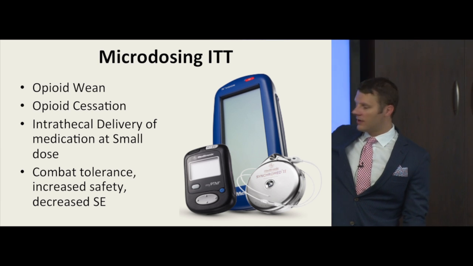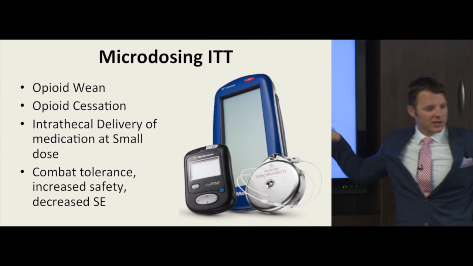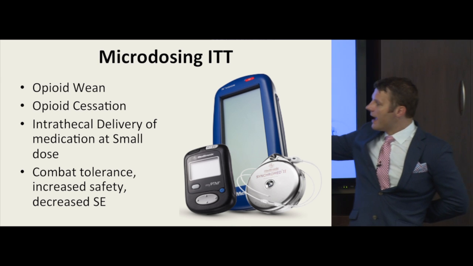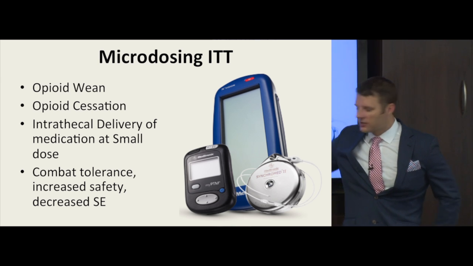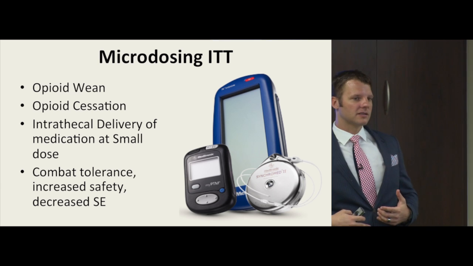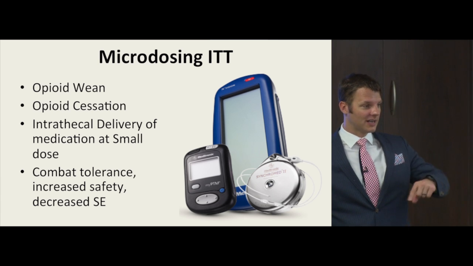Then you give an intrathecal delivery of a very small fraction of medication, targeted delivery right to the spinal column, right at the source of where those opioid receptors work. And again, this is to combat tolerance, increase safety. There's something called opioid-induced hyperalgesia, which just means that paradoxically, the longer you're on opioids, you can have a paradoxical response to opioids themselves, and your pain can actually get worse.